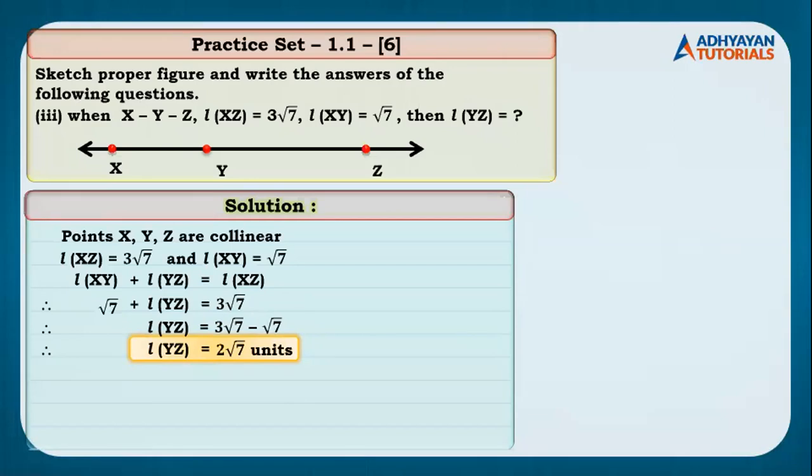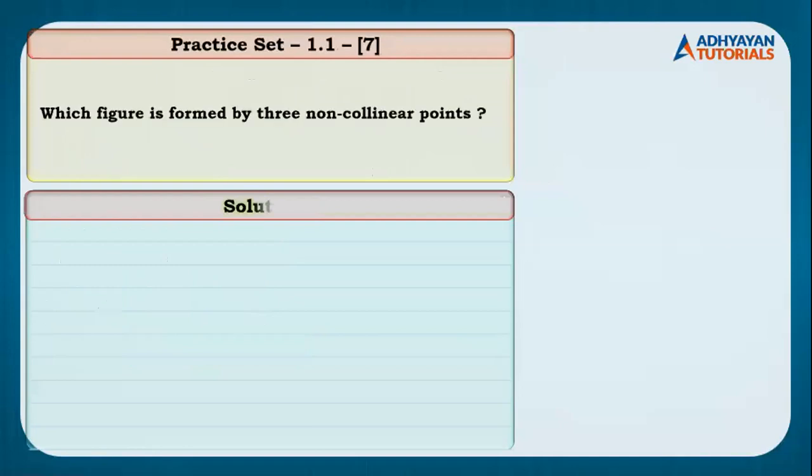Right? I hope everybody has got the same answer, or at least understood this sum. Right, we move ahead now. One of the easiest questions I'll tell you of the chapter. Which figure is formed by 3 non-collinear points?